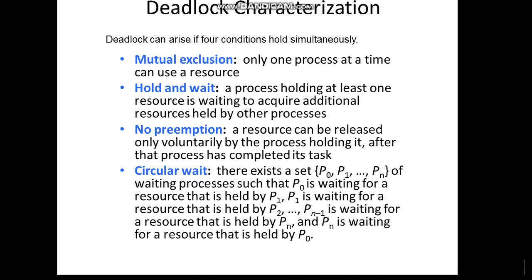What is mutual exclusion? Only one process at a time can use a resource. It is not allowing any other process to use that resource. Hold and wait, that is, a process is holding at least one resource and is waiting to acquire an additional resource which is held by some other process. So it is holding one and waiting for the other resource that has to be released by some other process.